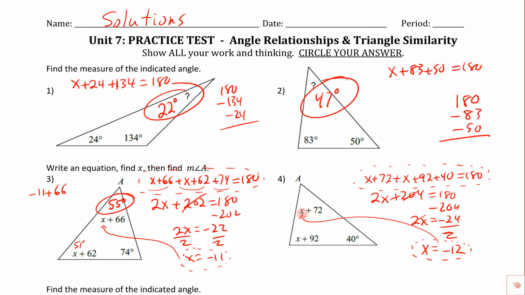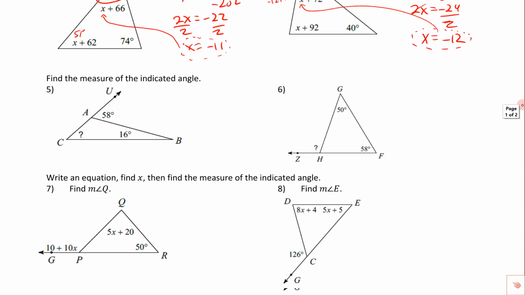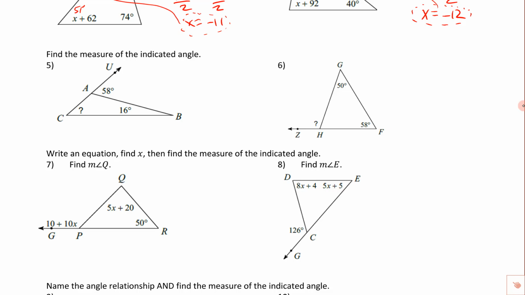So if we did negative 12 plus 72, this is going to end up being 60 degrees right here. So we'll go ahead and circle that. 60 plus 40, that would be 100. So that means this one over here has to be 80. And let's check and see if that works out. If I plug in a negative 12 there, I do get 80. So 80 plus 40 plus 60, that would be 180. So we know we got that one right. Probably don't need to use a calculator, but if you needed to, go ahead and double check.